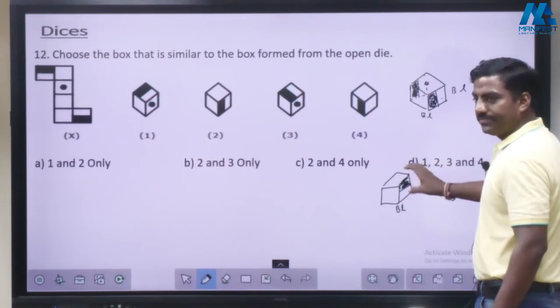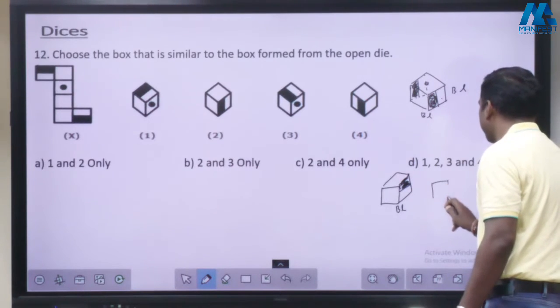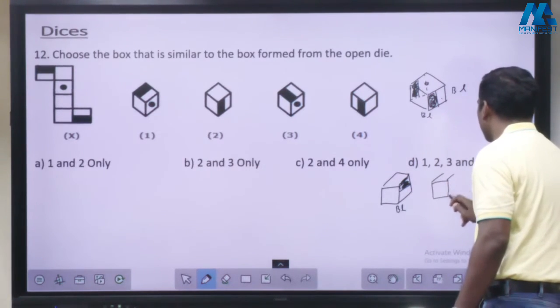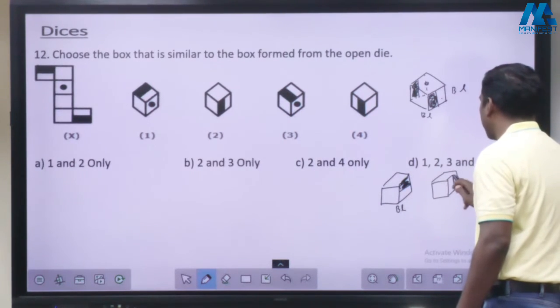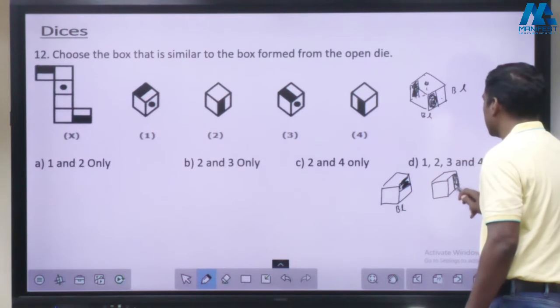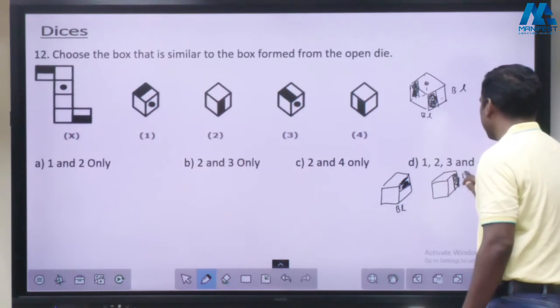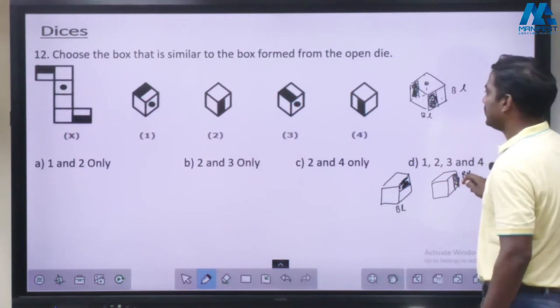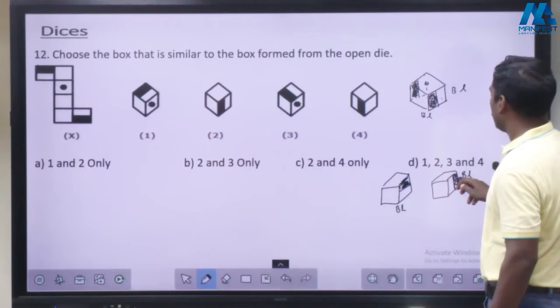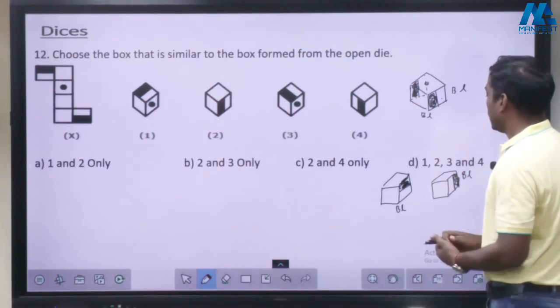Do it like this. What will you get? You will get the black here and one more blank. So the blank has gone to the backside. So this is one possibility. Do you have this anywhere? Do we have this? No. Then what to do?